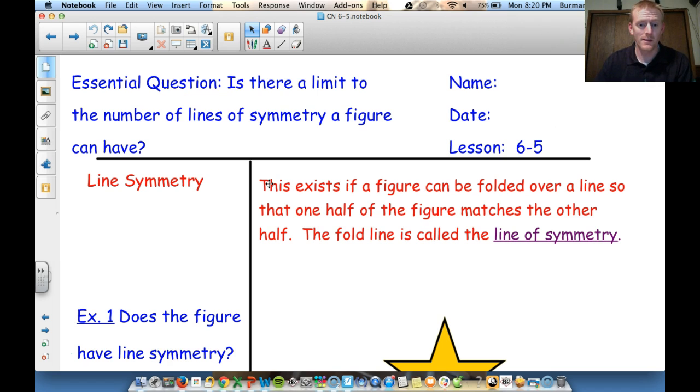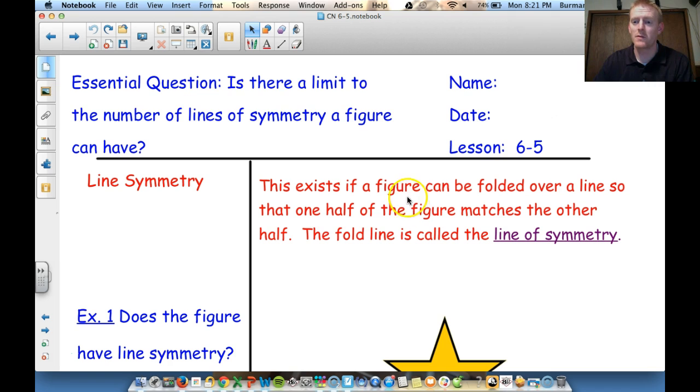So like I told you guys in class, this is your lesson for you to take notes from. We're talking about lines of symmetry and rotational symmetry for lesson 6.5. I personally think this stuff, if you understand what we're talking about with the word symmetry, you'll find it to be quite easy. So line symmetry is exactly what it says here.